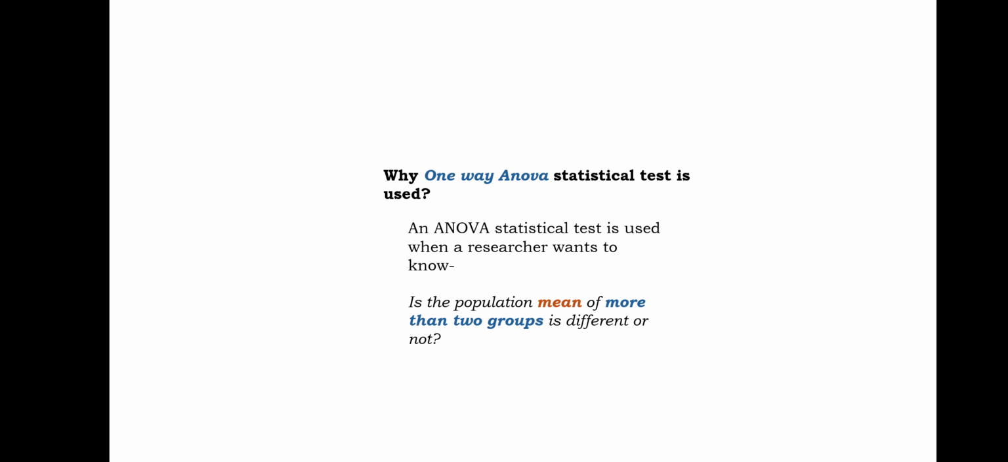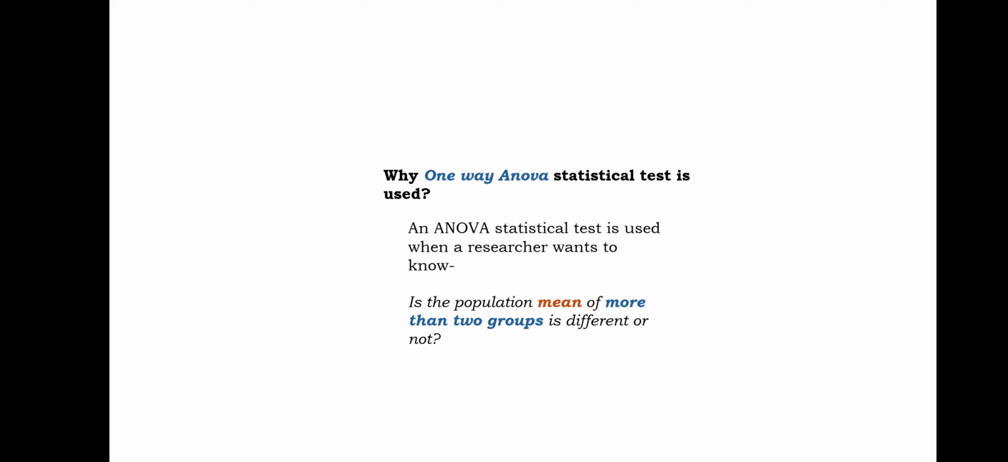As we know in statistics, we take samples and we predict about the population. The only way we can be sure of our decision is we must take samples and do tests on them. If I take some samples and I want to prove whether the population mean of more than two groups is different or not, this is the reason why I will use a one-way ANOVA statistical test.